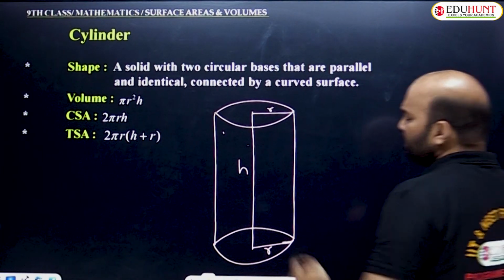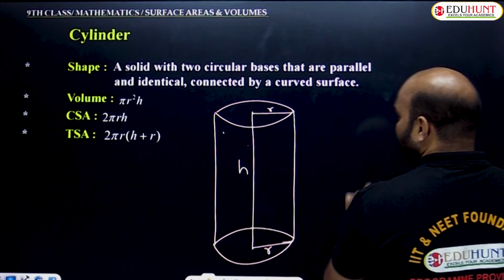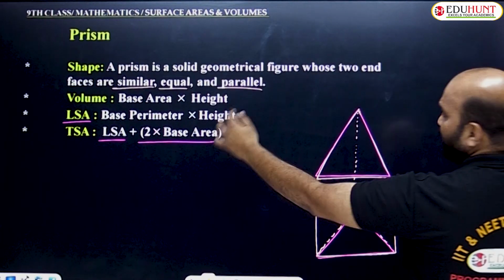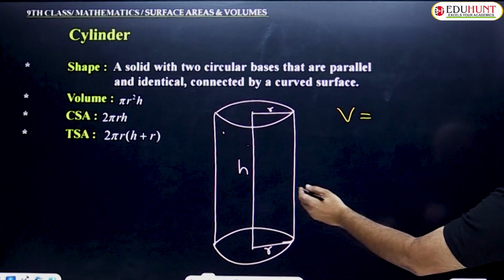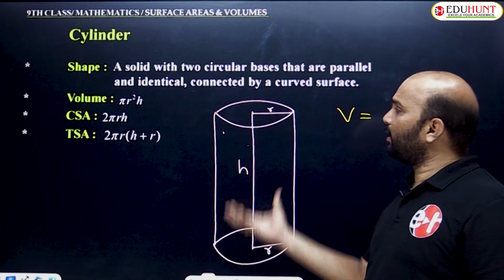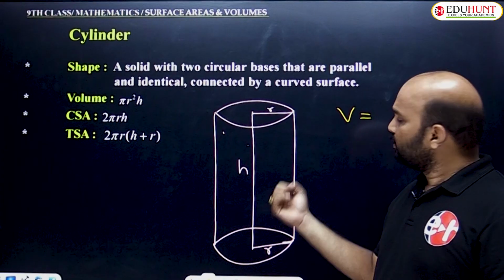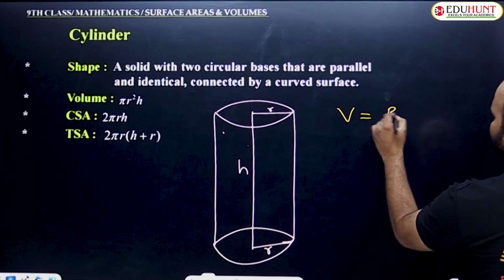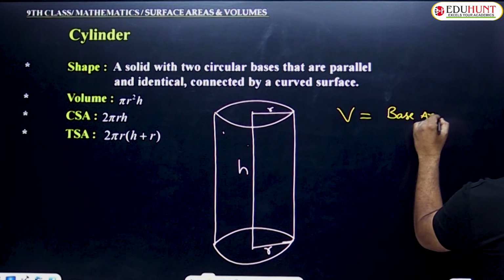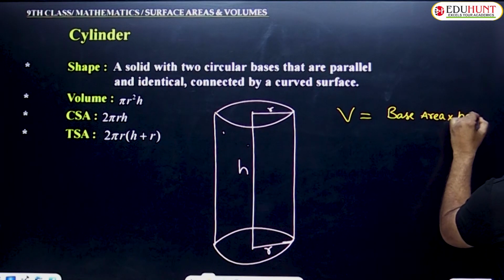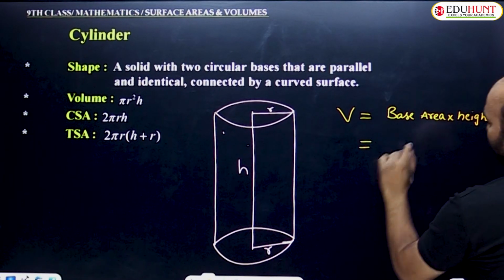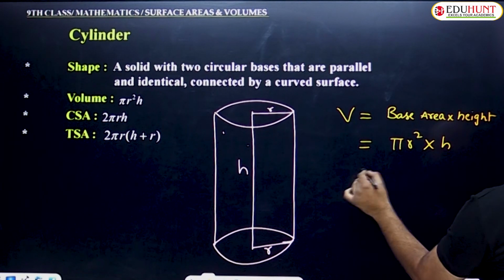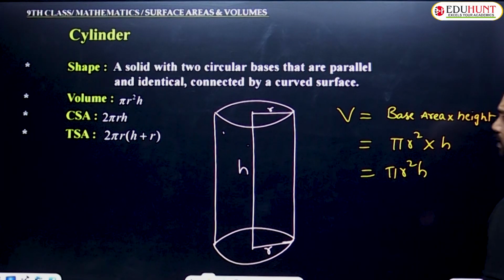Am I clear? It is also one type of prism. What is the volume of the prism? Volume equals base area into height, because the upper surface and lower surface are the same, identical and parallel. So you can directly apply the prism formula: volume equals base area into height. What is the base shape? It is a circle. Circular area is pi r square, into height h. So it can be written as pi r square h. That is the volume of the cylinder.